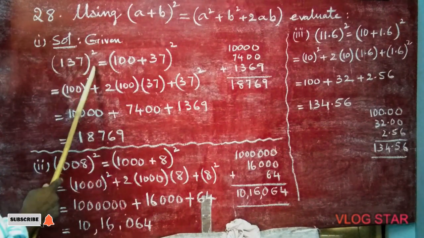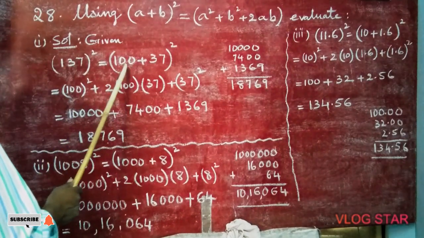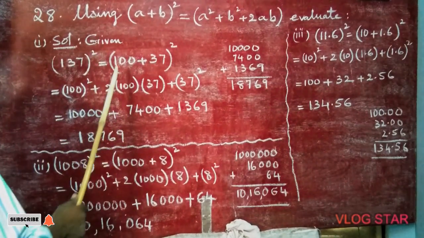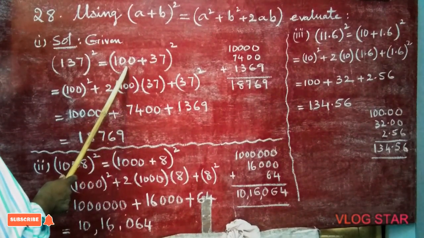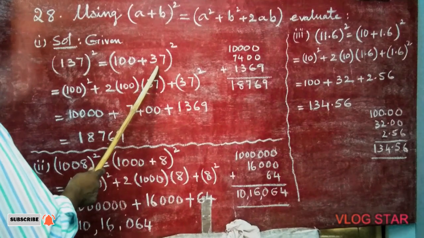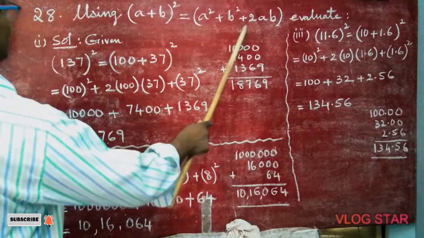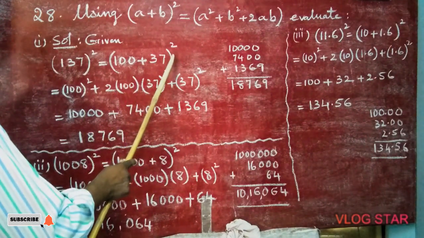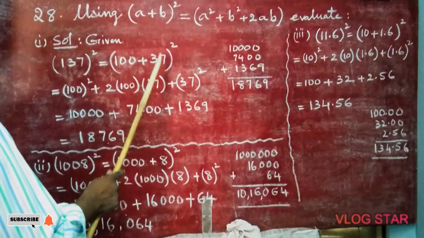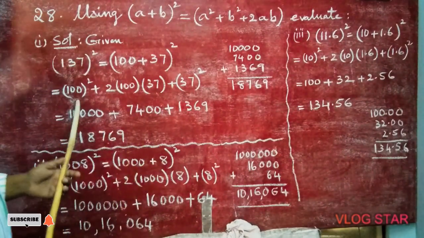137 whole square. Now I am writing 137 as (100 plus 37) whole square. In the place of a, 100 is there. In the place of b, 37 is there. So write this formula here. Everyone should write this formula. It is in the form of (a plus b) whole square is equal to a square plus 2ab plus b square. You have to mention that formula.